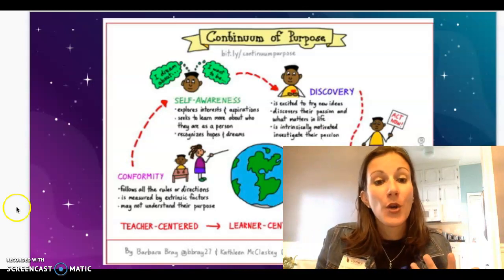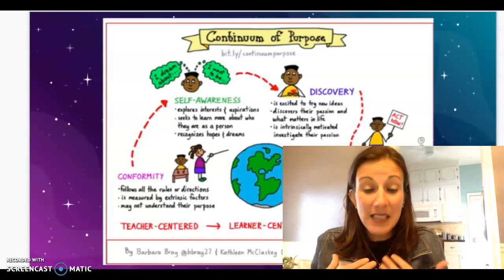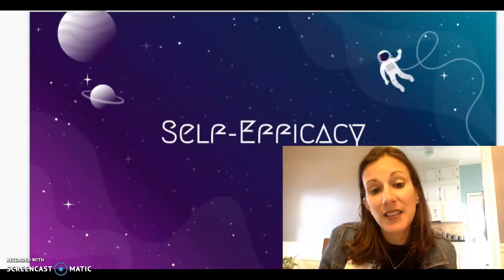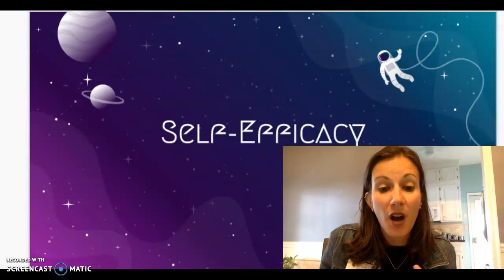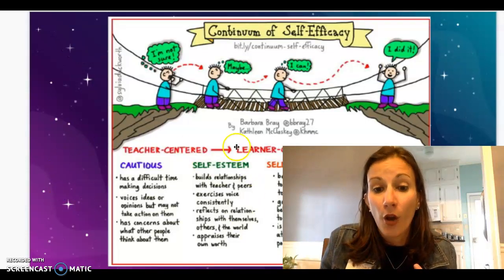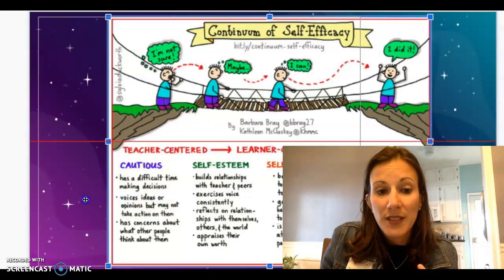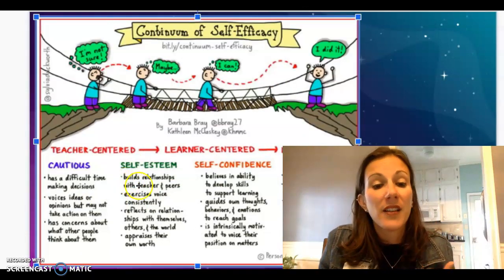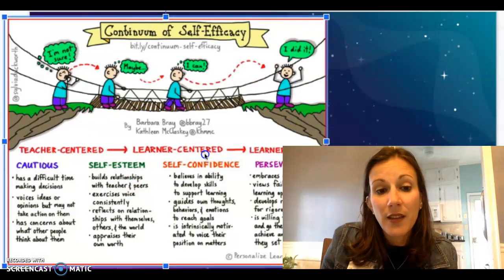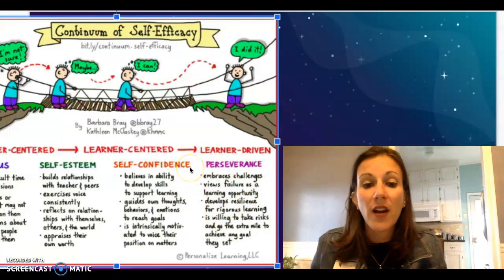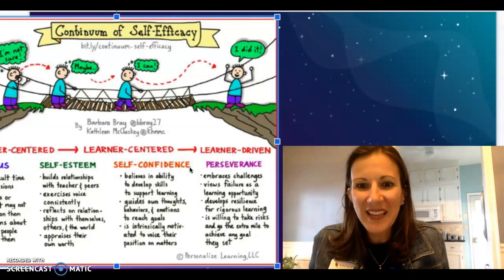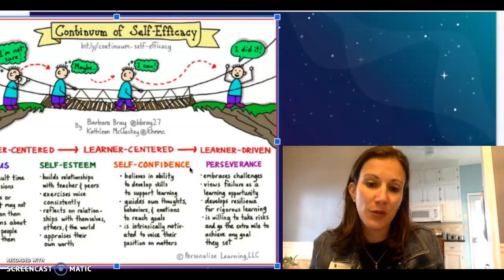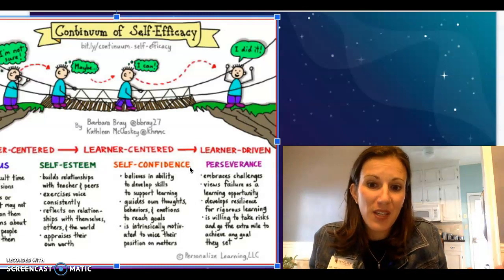So those are ways in which you can really begin to develop learner agency, which all lead to this last piece of self-efficacy. We want our students to build confidence as they move from being overly cautious to having self-esteem, self-confidence, and finally that perseverance piece where they are embracing challenges, where they think about failures as a learning opportunity, because we all fail daily, if you're me, and you learn from it and it informs what you do moving forward. That's how you keep learning.